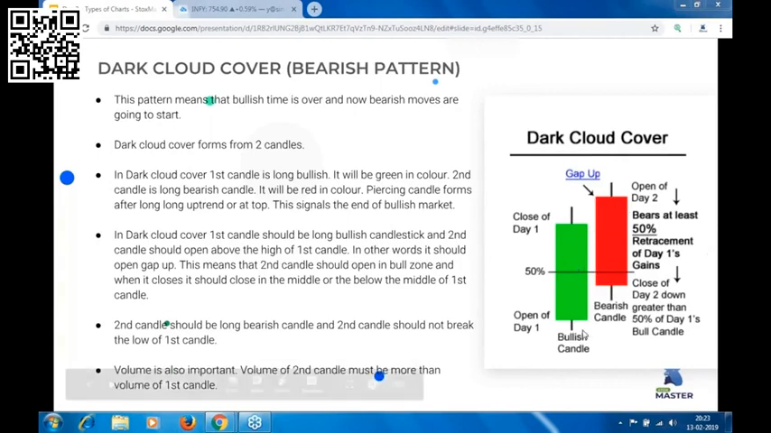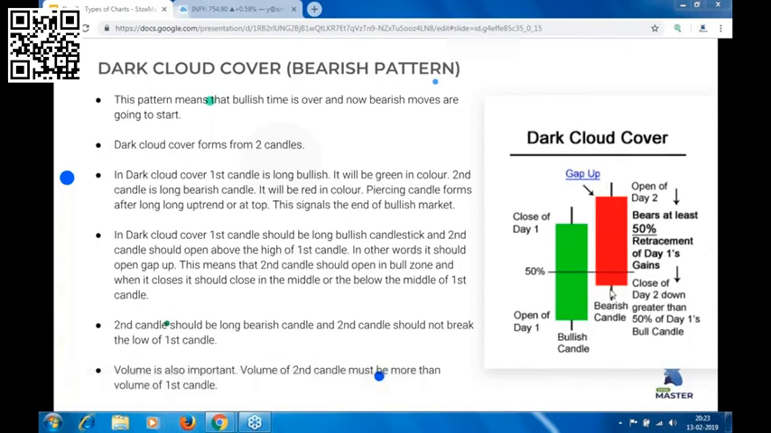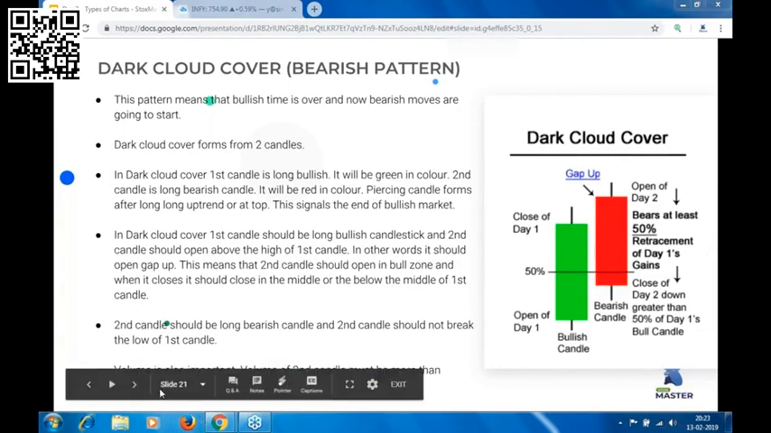And volume is also important in dark cloud cover. If the selling is coming with good volume, that means that the bears are now taking control of the market, and we can see a trend reversal. Now in this case, when the low of this candle is broken, that is the time we can enter the trade, and we can keep a stop loss just above the high of this candle.